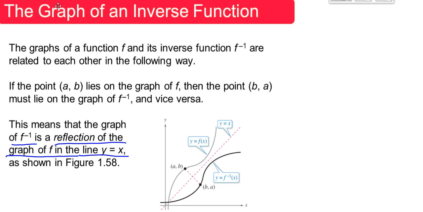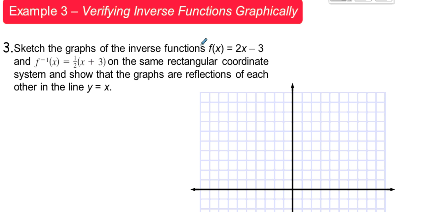And just to keep my life pretty easy, we're going to start with just a line. I should be able to graph the inverse of a line, and so will you. So this gives us our functions, number 3. And I think we're going to do 2 graphs. So get some graph paper out if you don't have some handy right now, and then we'll look at this. It says sketch the graphs of the inverse functions f of x equals 2x minus 3 and f inverse of x equals 1/2 times parentheses x plus 3 on the same rectangular coordinate system, and show that the graphs are reflections of each other over the line y equals x.